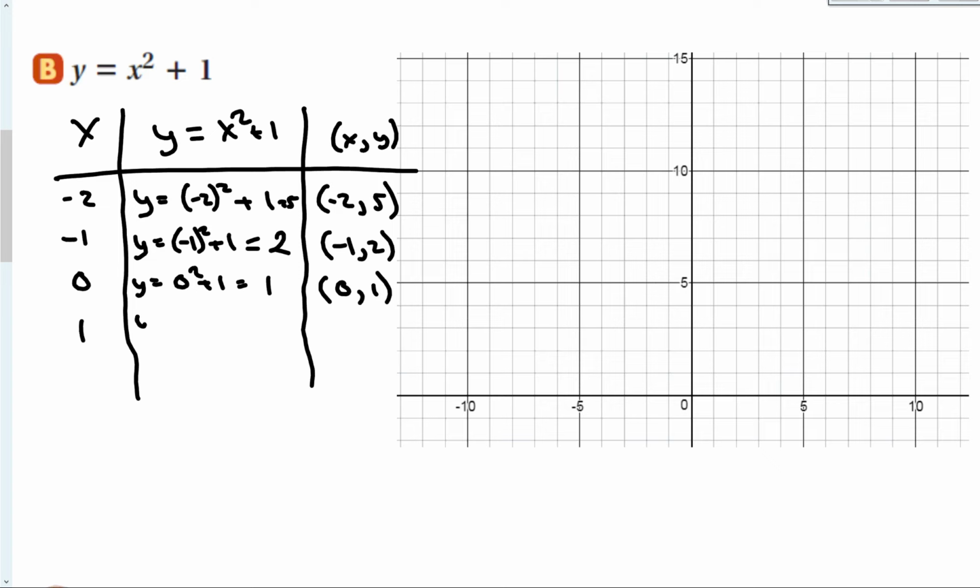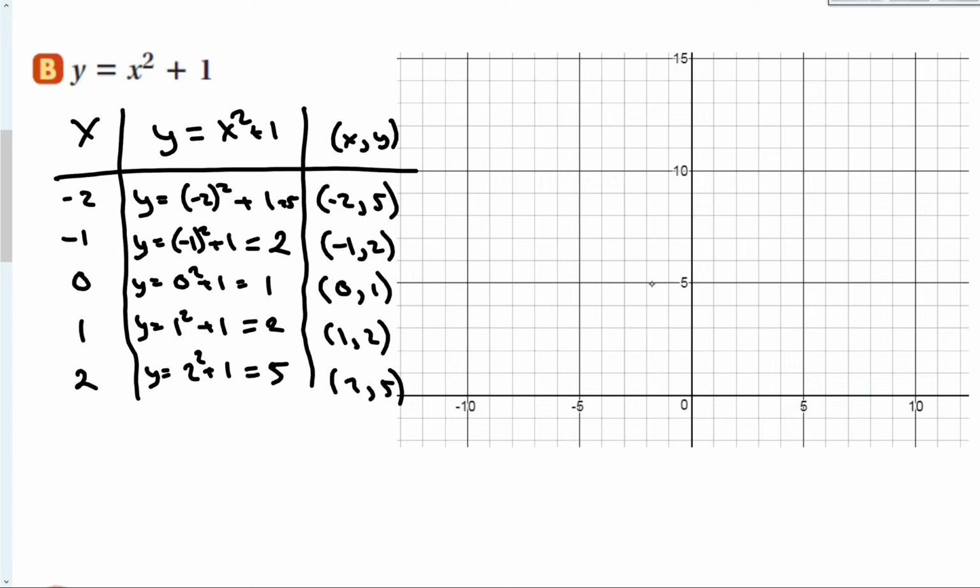Plug in 1, watch what happens here. That's 1 squared is 1, plus 1 gives me 2 again. And when I plug in 2, I get 2 squared, which is 4, plus 1 is 5. So we see another pattern happening in that I'm getting the same answers over and over again.